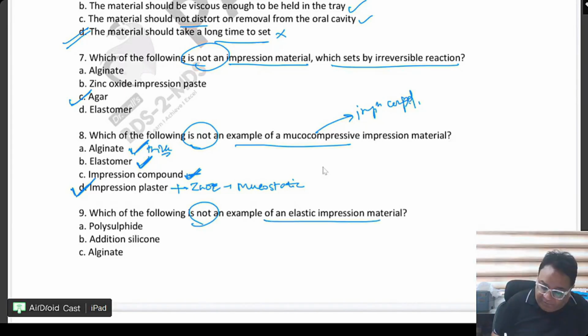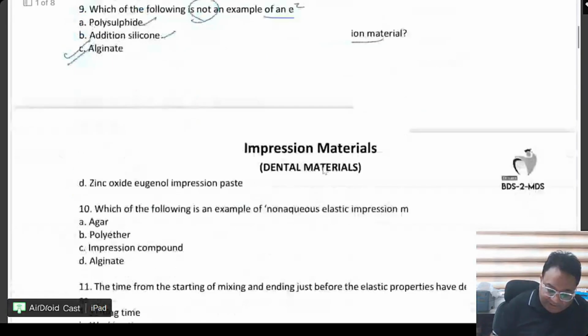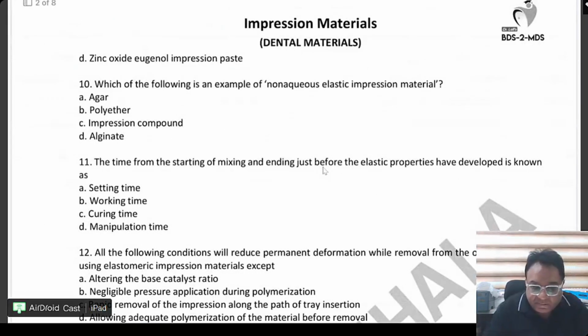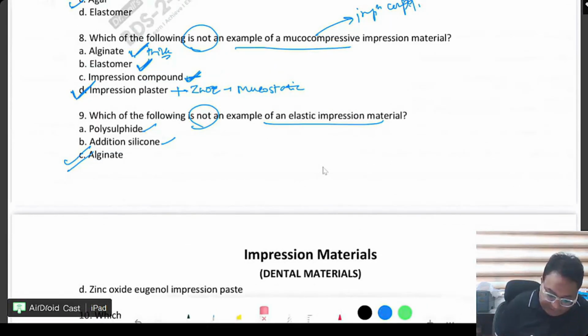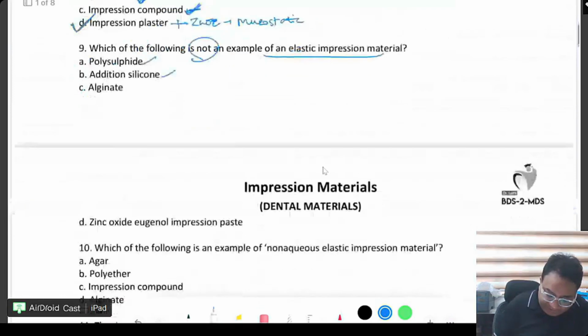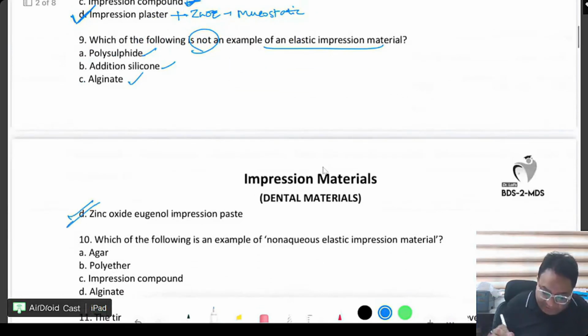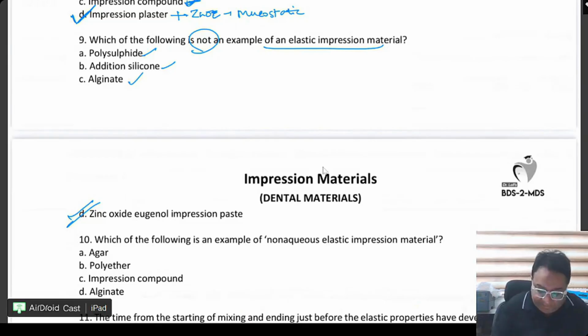Not an example of elastic impression material. Elastic ones are polysulfide. This is not elastic. Amongst the options, alginate is elastic. This is not elastic. These are the basic classifications.